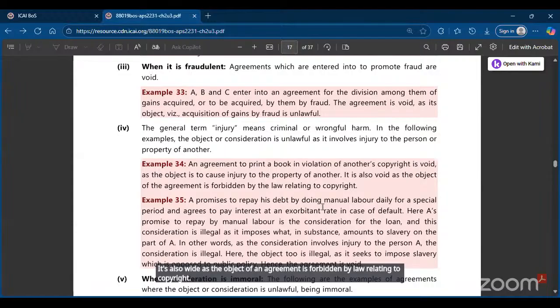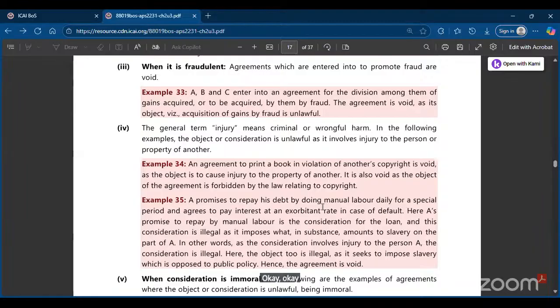A promises to repay his debt by doing manual labor daily for a special period and agrees to pay interest at an exorbitant rate in case of default. Here, A's promise to repay by manual labor is the consideration for the loan, and this consideration is illegal as it imposes what, in substance, amounts to slavery on the part of A. In other words, as the consideration involves injury to the person A, the consideration is illegal.